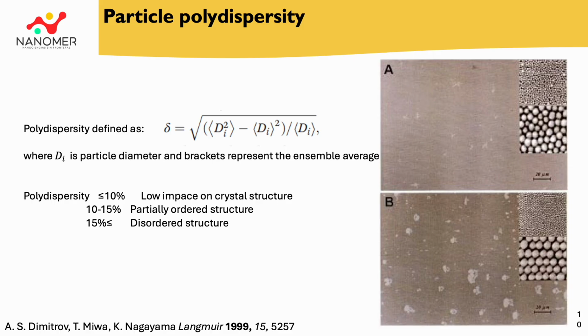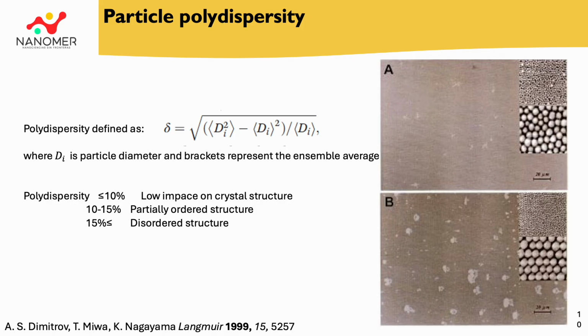Another factor to consider is the polydispersity of your particles. Polydispersity is the dispersion in the size of a particle compared to all of the other particles in solution. Typically, when we have polydispersity below 10%, we can have a well-defined crystal structure. There's low impact on our organization. However, if we have between 10 and 15% polydispersity, we'll only achieve a partially ordered structure. Above 15%, the organization will be disordered.